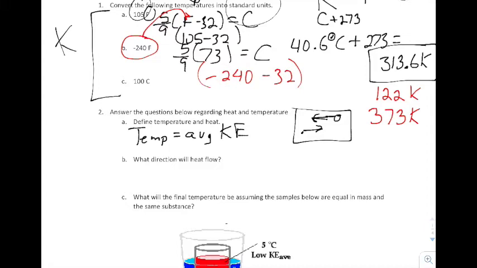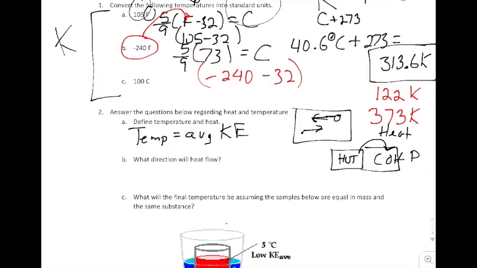Now, heat requires that you have two different temperatures. So I have one that's hot and one that's cold. And the fact that energy is transferred from the high to the low, that energy transfer is what we call heat. So the only thing that you can really think of as heat is something has a high kinetic energy and a low kinetic energy, and it's the transfer of kinetic energy between those to equal out.